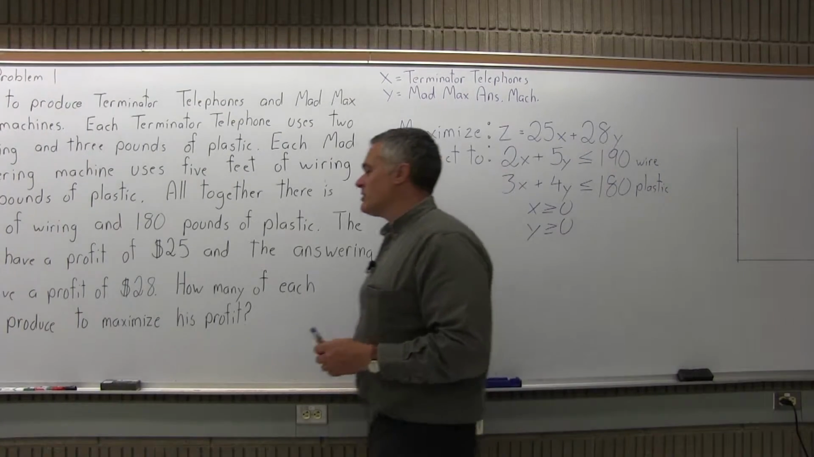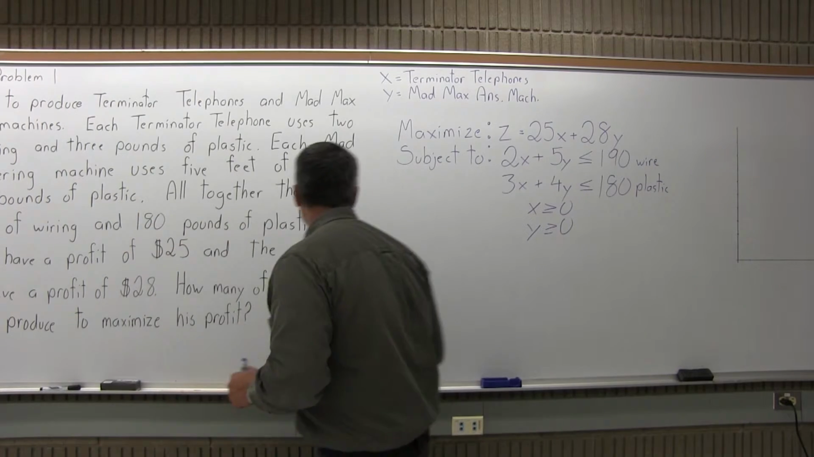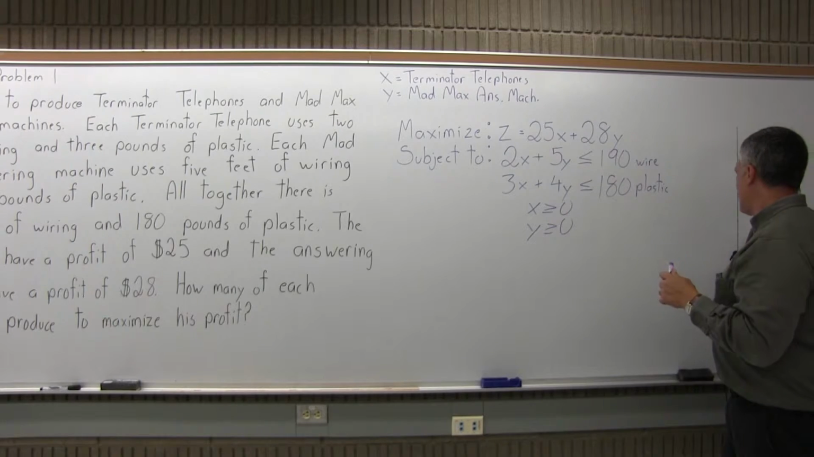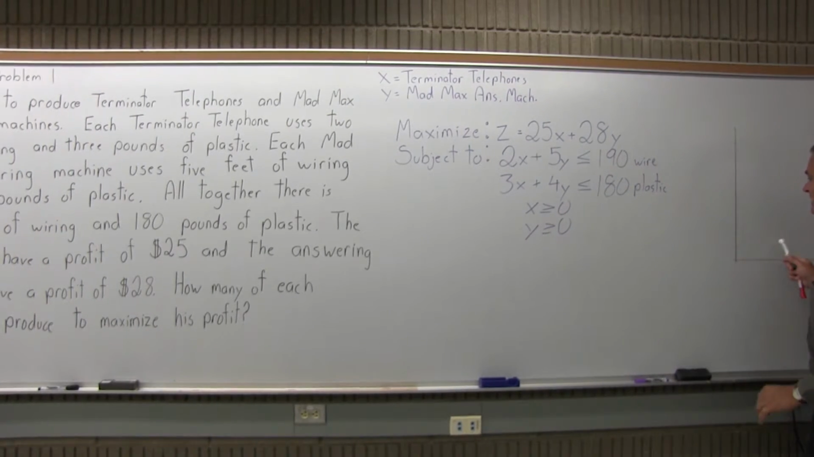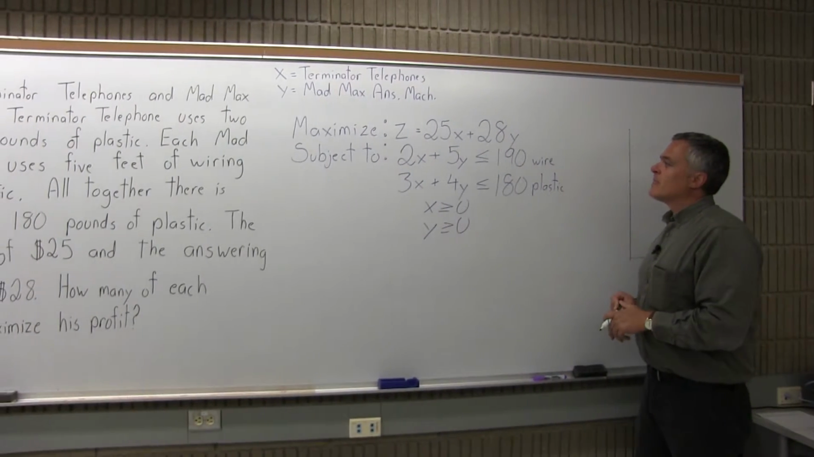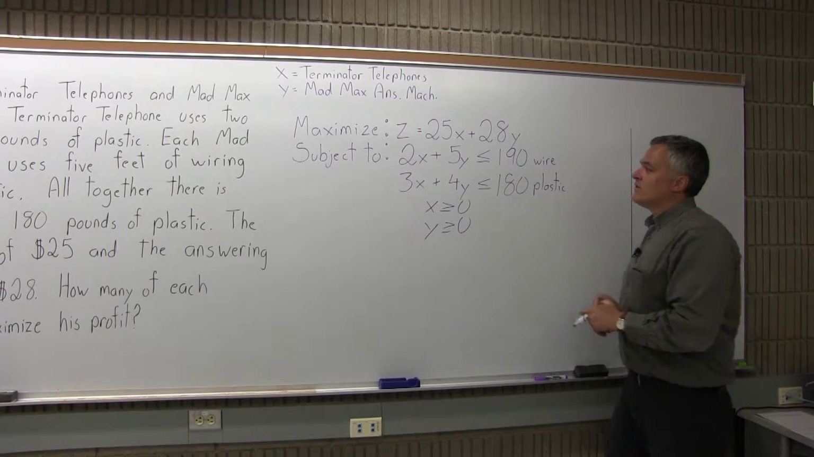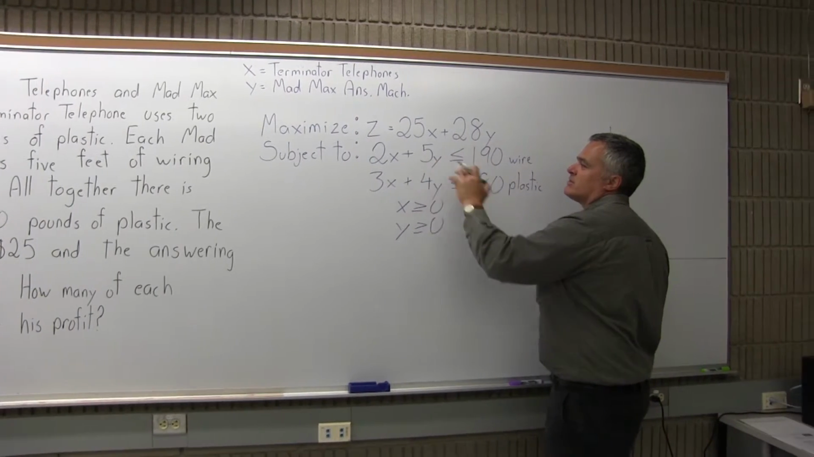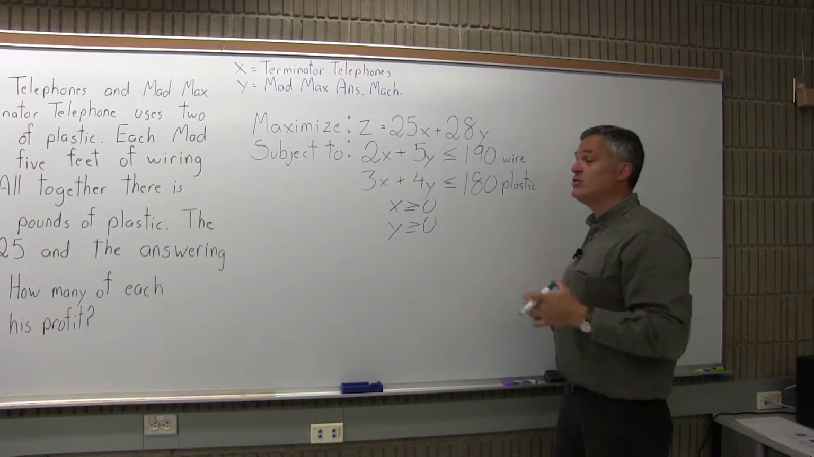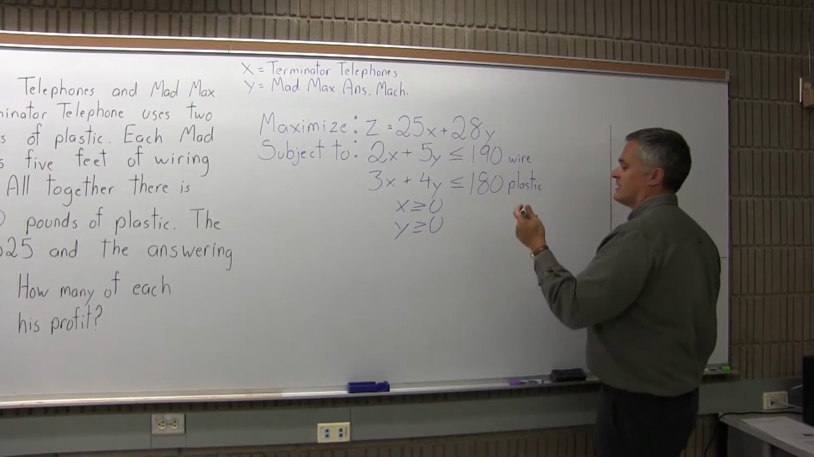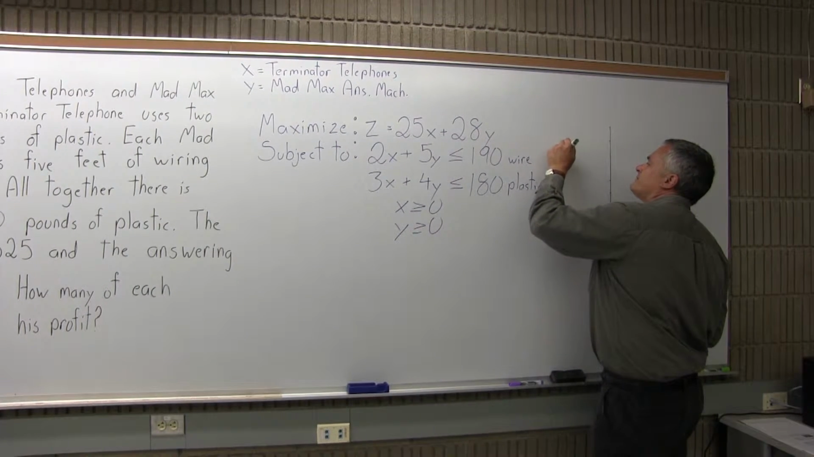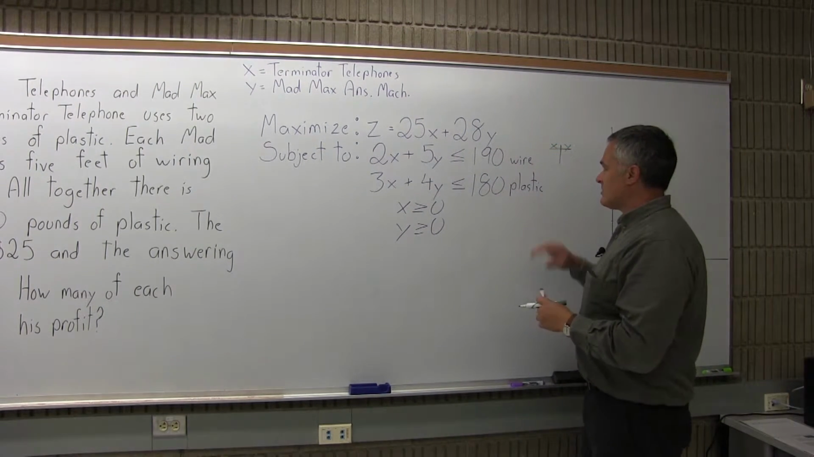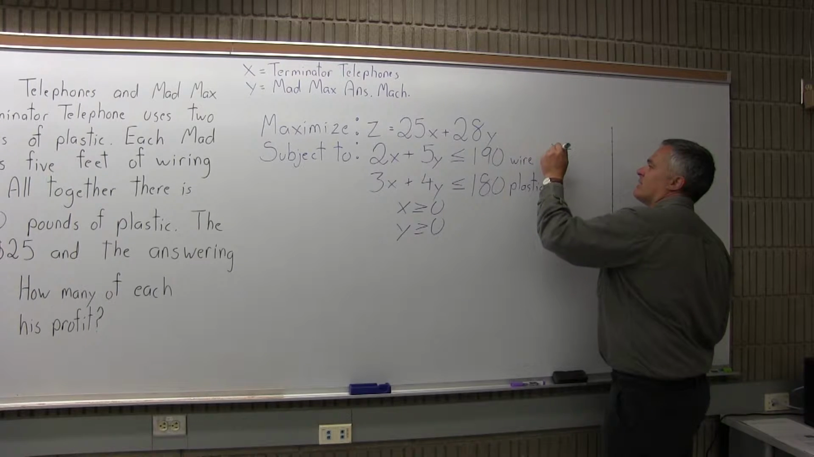So now, as I draw the graph, I'm going to use different colors. For my wiring constraint, I want to draw that on my graph, and I have the graph set up. I want to pretend that the first constraint, 2x plus 5y is less than or equal to 190, is 2x plus 5y equals 190 and find 2 points that satisfy it if I pretend it's an equation. I'm going to make my typical little x and y chart right next to my constraint.